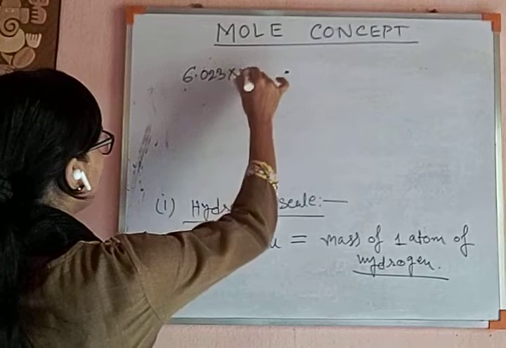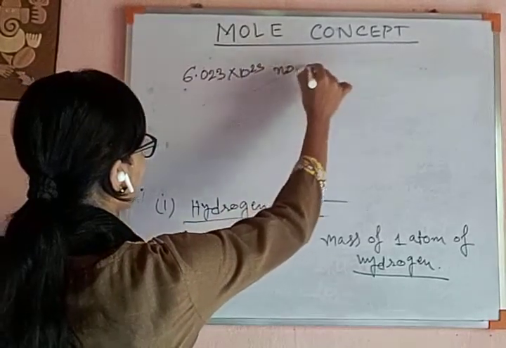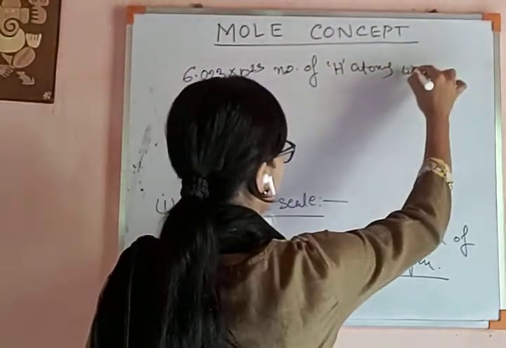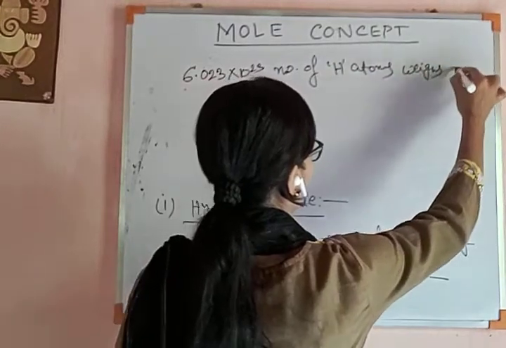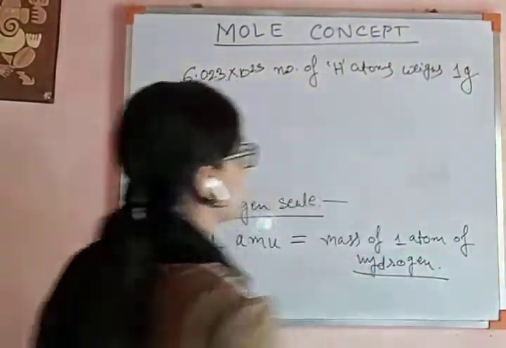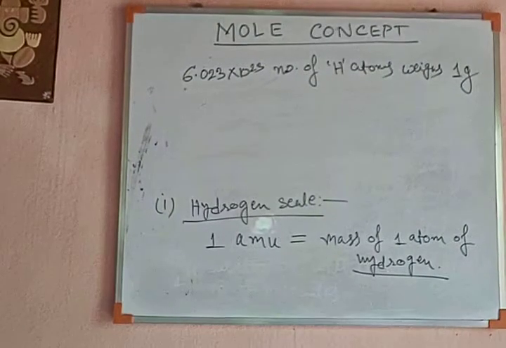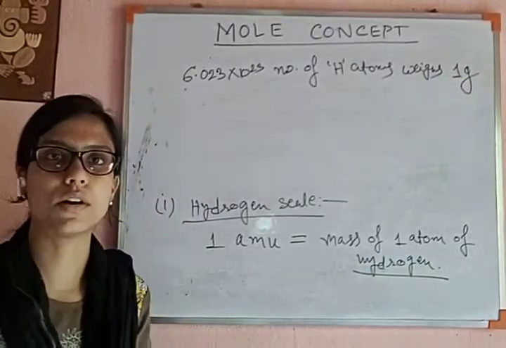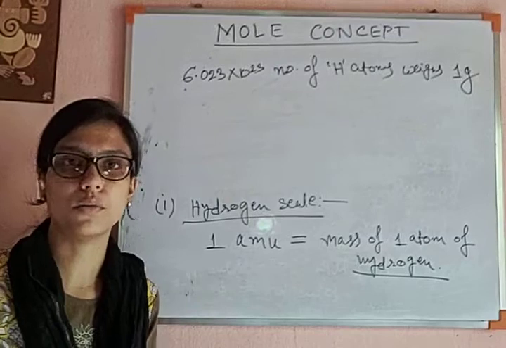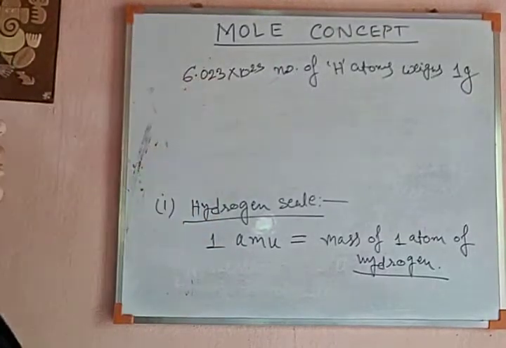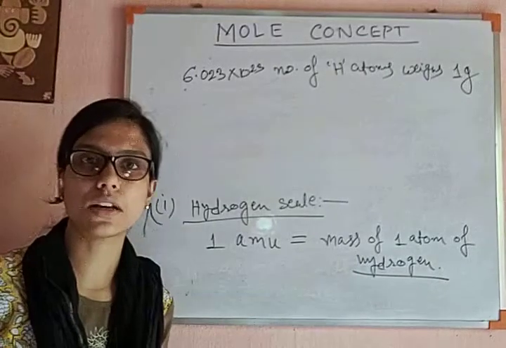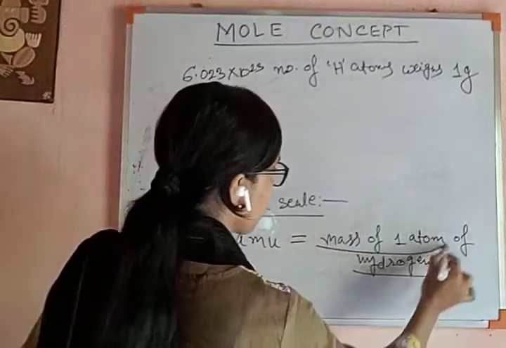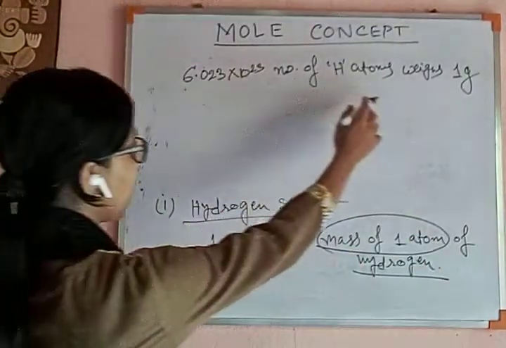This number of hydrogen atoms, 6.023 into 10 to the power 23, weighs 1 gram. The weight of a hydrogen atom is 1, 1H1, and this is for 1 gram atom. And 1 gram atom means this number of hydrogen atoms or particles, as I discussed in the mole concept section. So for now, see here: 1 AMU equals the mass of 1 atom of hydrogen.